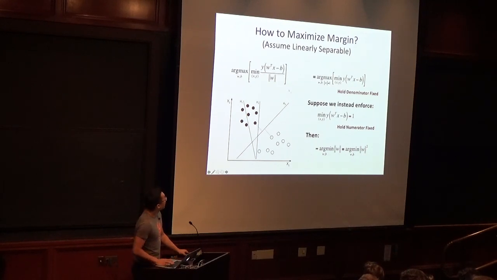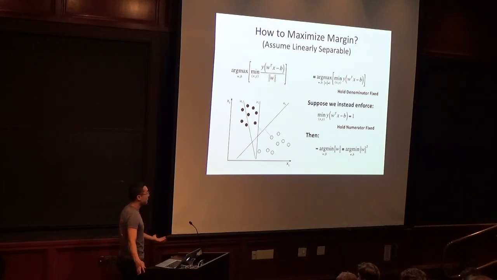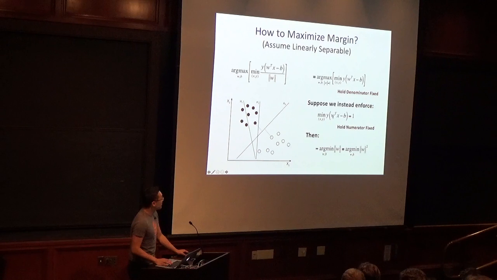In which case, to minimize this, sorry, that should be divided by the norm of W. Sorry, this is actually what I meant. If we force the numerator to be equal to 1, then this max-min problem simply becomes finding the W and the B that has minimum norm, such that its margin, its unnormalized margin, is exactly 1.